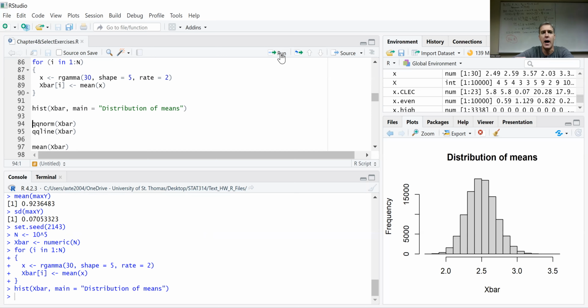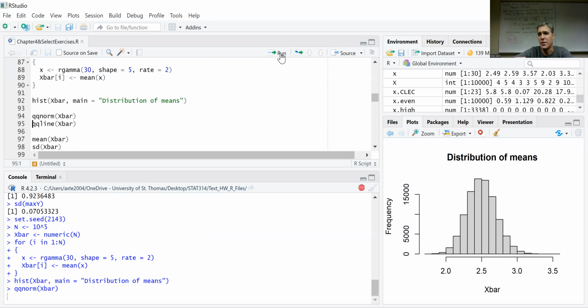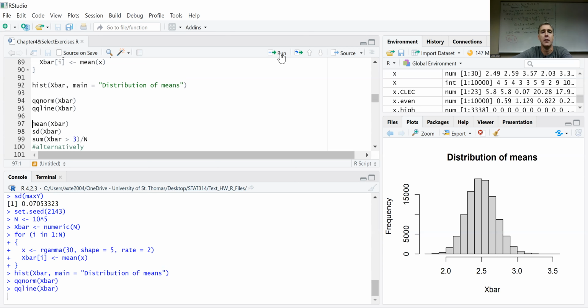There it is. I'm just going to show you that x bar really does look normal. So there's my QQ norm plot, he says confidently. Don't know where it is. Is it still thinking? I don't know why that's taking so long. Well, all right. So much for showing you that.